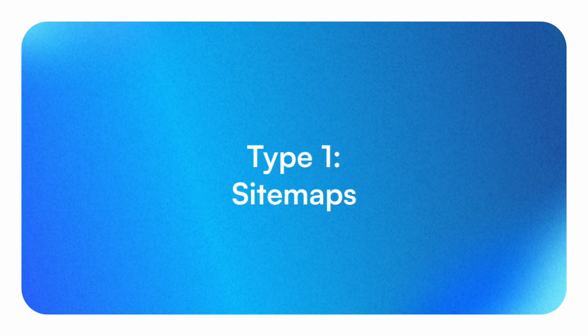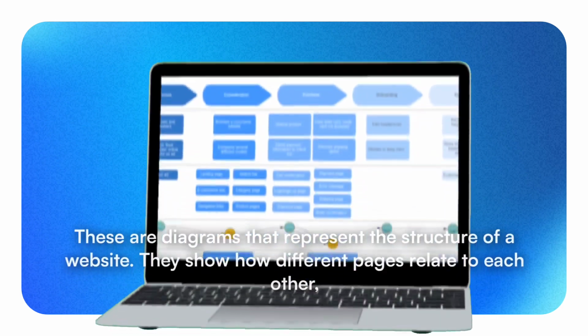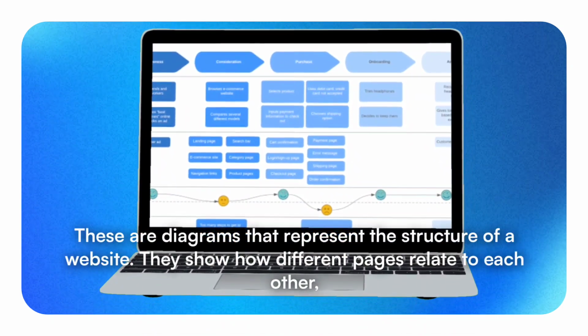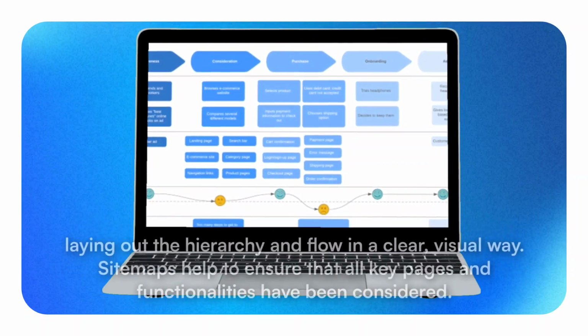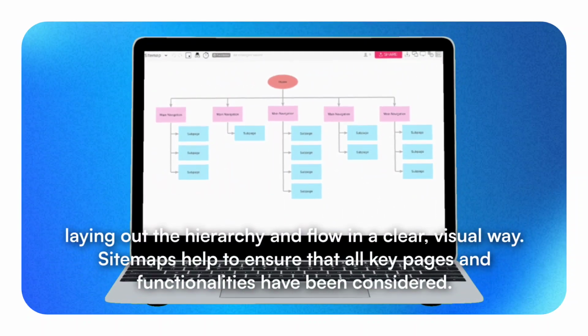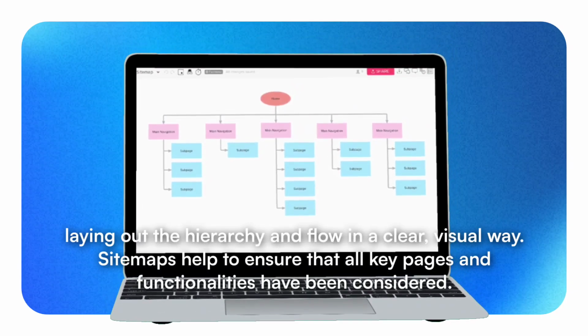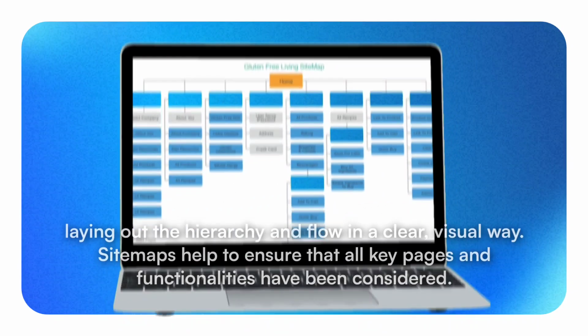Type 1. Site maps. These are diagrams that represent the structure of a website. They show how different pages relate to each other, laying out the hierarchy and flow in a clear, visual way. Site maps help to ensure that all key pages and functionalities have been considered.